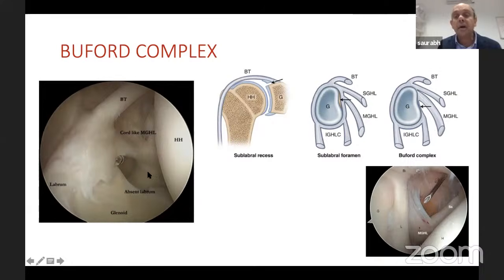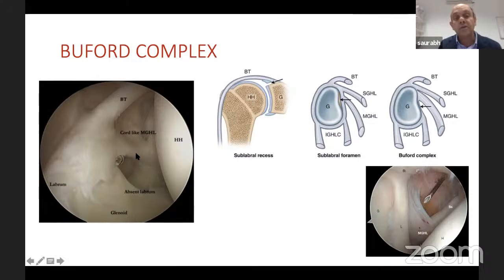Now, to an untrained eye, this may look like an anterior labrum tear, like a superior anterior labrum tear. And if you were then to put anchors and repair this thick cord-like middle glenohumeral ligament, thinking it was an anterior labrum, you can imagine how tight and painful the shoulder will become, and the loss of movements that accompanies it.